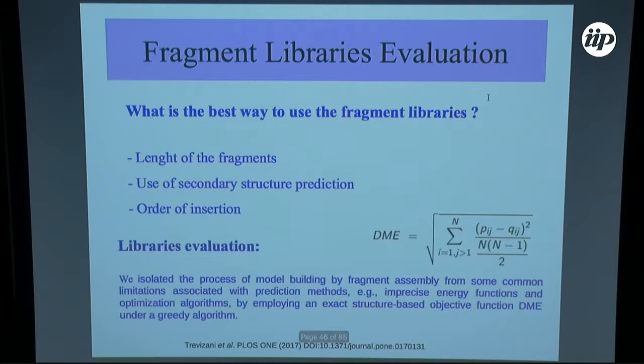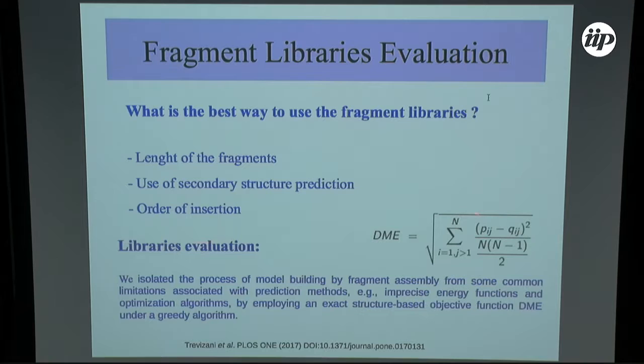And we also made a study of the length of the fragments. What is the best way to use the fragment libraries? We studied the length of the fragments, the use of secondary structure prediction, and the order of insertion. There are many studies in the literature that try to focus on these three problems, but they investigate these problems using the scoring of known programs from the literature, from Rosetta, Quark, and so on.